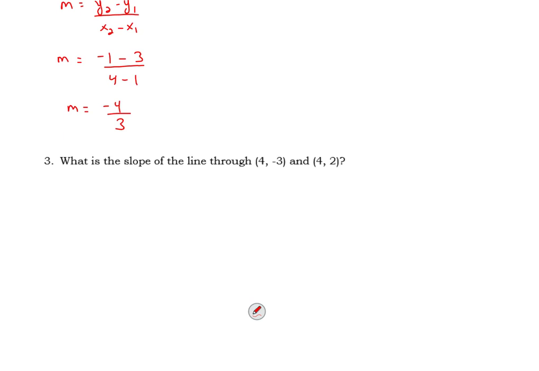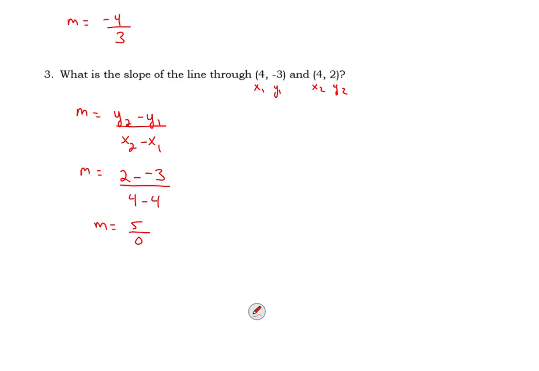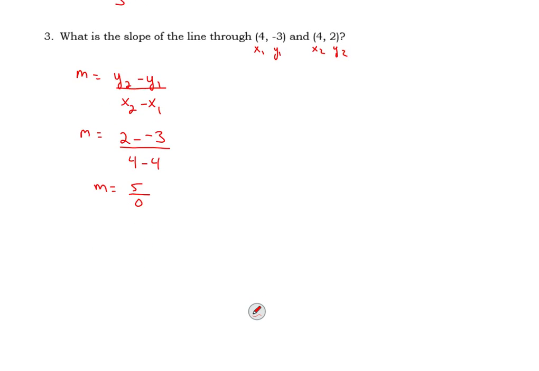Okay, and then the last one, what is the slope of the line through 4, -3, and 4, 2? Remember to label x1, y1, and x2, y2. So subbing into the formula, we're going to get 2 minus a -3 over 4 minus 4. 2 minus -3 is 5. 4 minus 4 is 0. Again, if you're not sure if that's supposed to be undefined or 0, put it in your graphing calculator. But remember, you are not allowed to divide by 0, so you're going to have an undefined slope.